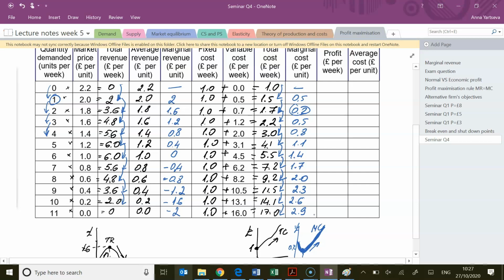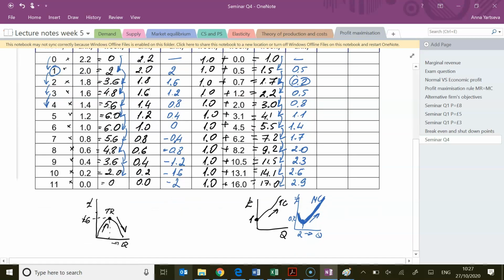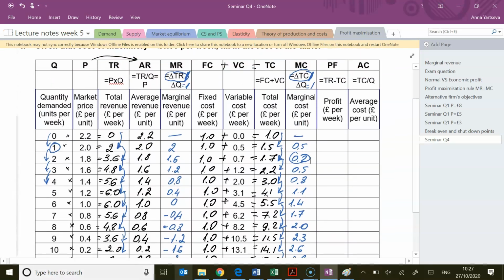And for the majority of companies, this minimum of marginal cost will be very, very low. It will be achieved at a very low level of output. So most companies will always operate along the upward sloping part of the marginal cost curve. Diminishing returns will kick in really, really quickly. Okay, any questions? No? Okay, let's calculate profit now.